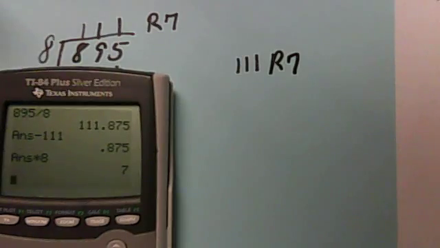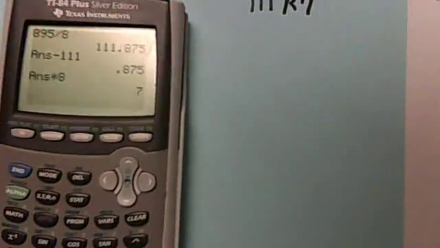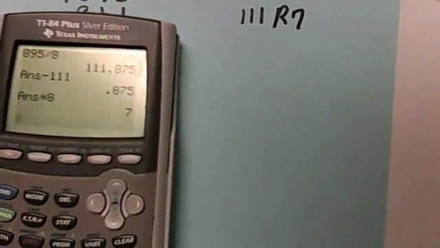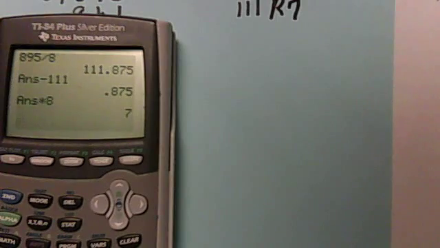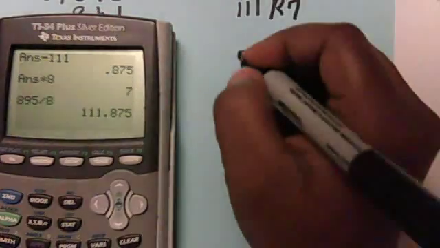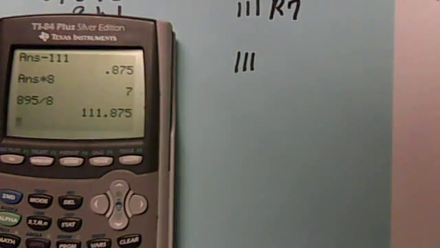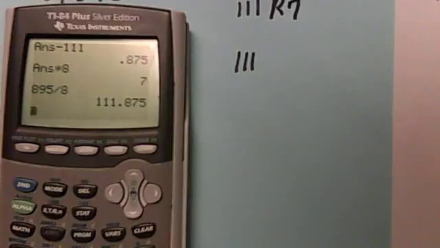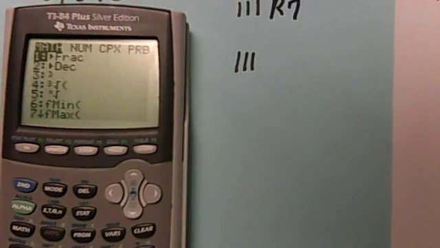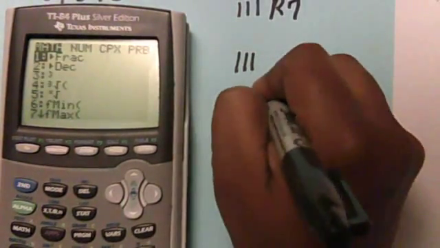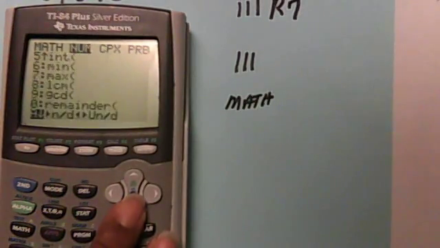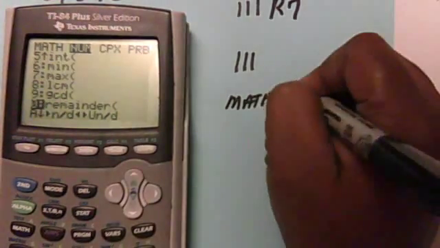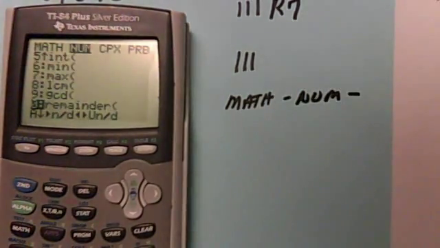Another way to do it, if you have the upgrade, of course, is that there is a remainder function. So you still figure out how many times it goes into it. So you do 895 divided by 8, which of course gives you the 111. To get your remainder, you go into the remainder function by hitting the math button, going over to num, and then selecting option 0.